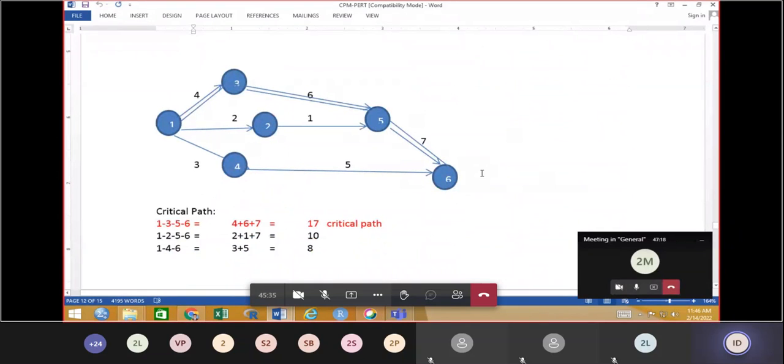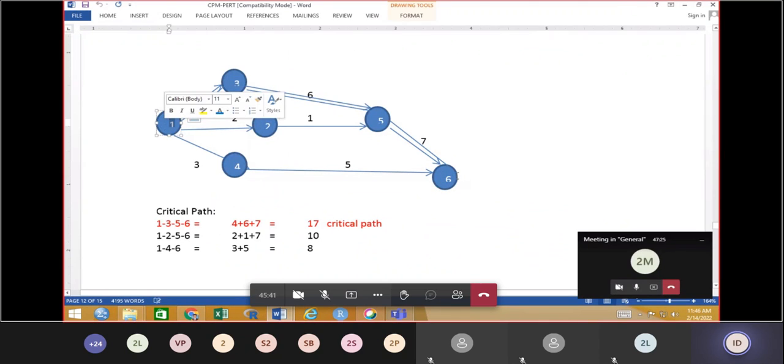So this is the diagram. Now, in order to complete this project, this is the start point and this is the end point. Look at the diagram. Try to understand the concept of critical path, because this is a most frequently asked question. I will explain this. Now here, how many ways can we complete the project? How many paths are there?